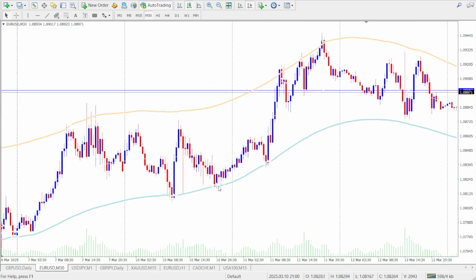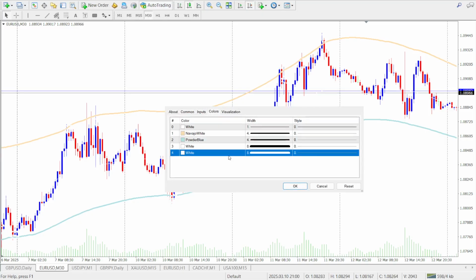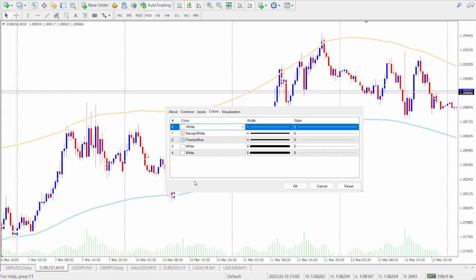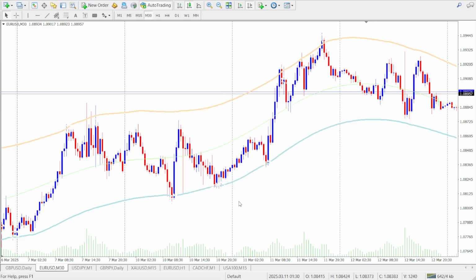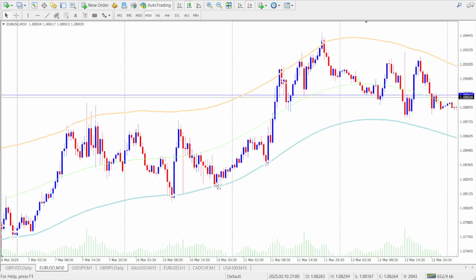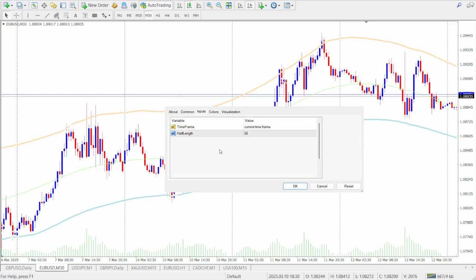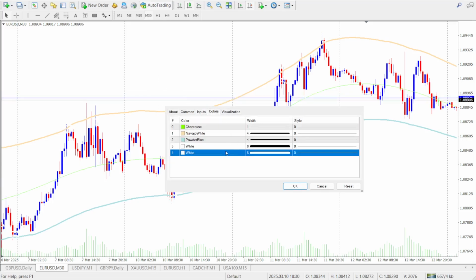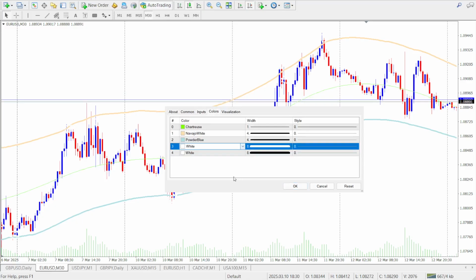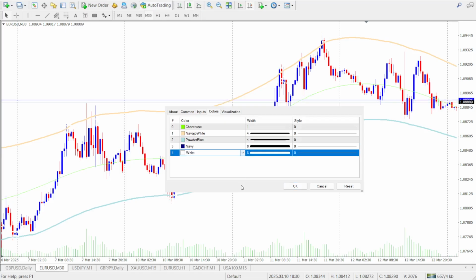Maybe I'm just going to change the color of the stars so that it can be more visible. Which of these now is for the stars? I don't know if it is this. Let's try this out. That's not for the stars. Let me just change the colors of all of them.